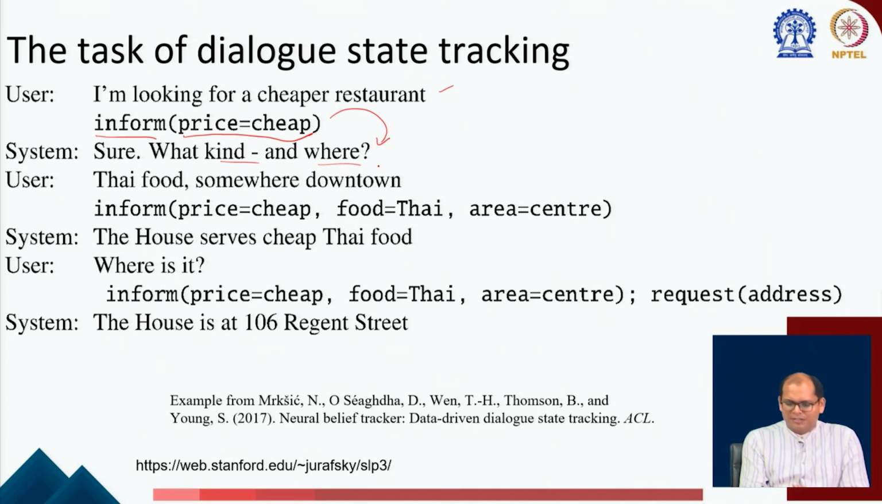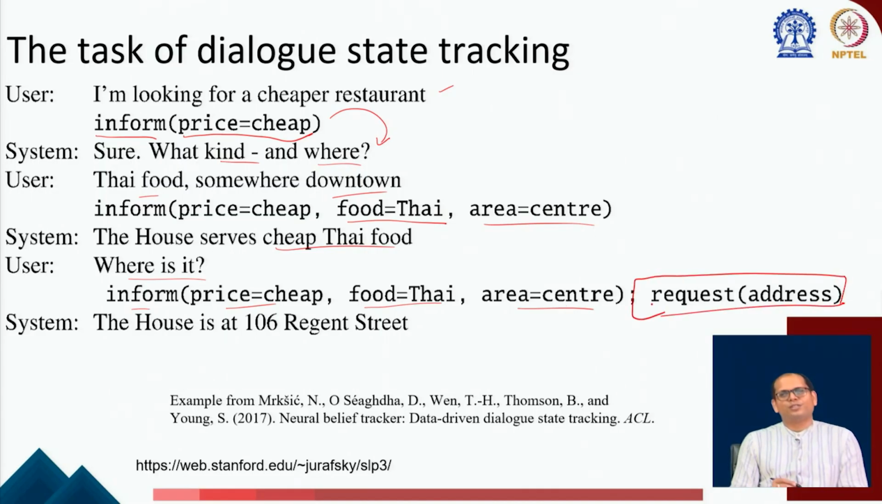So, Thai food: you get food equals Thai, and somewhere downtown, so area is center. Then you give a particular recommendation: the house serves cheap Thai food, right. And the user asks a further question, where is it, the location. So you have to convert it to: inform price equals cheap, food Thai, area center, and this is the request the user is making for the address. So, this is what you want to do.